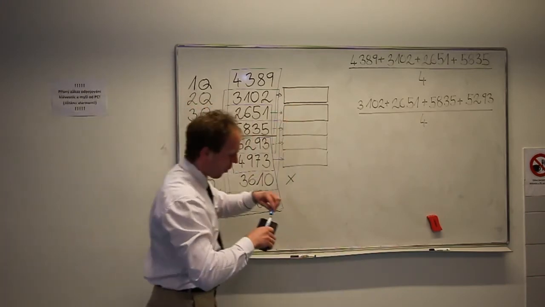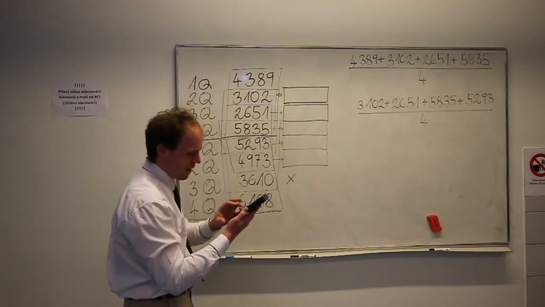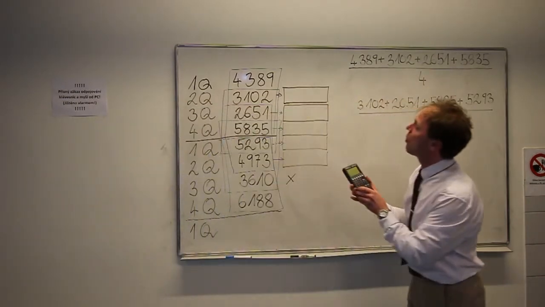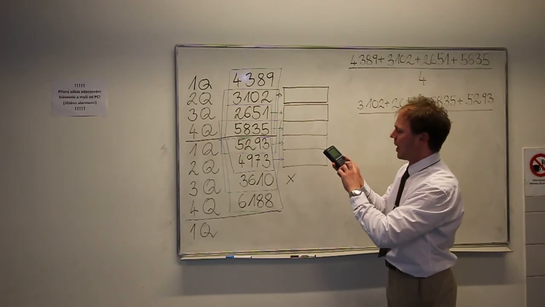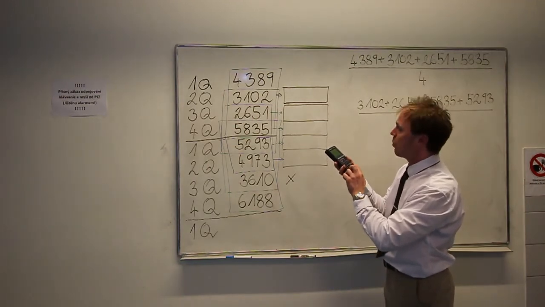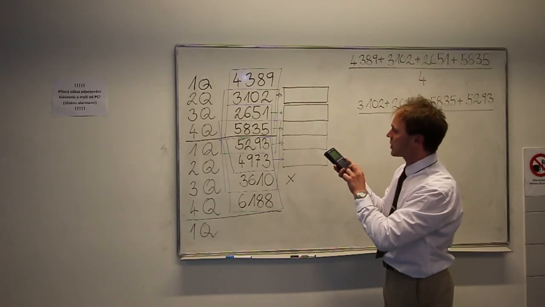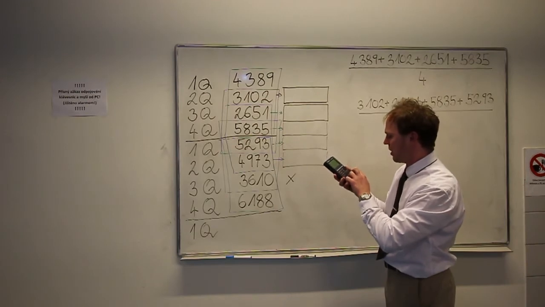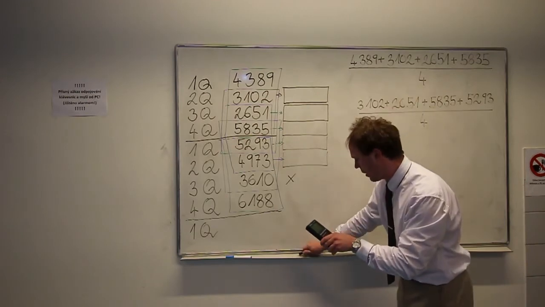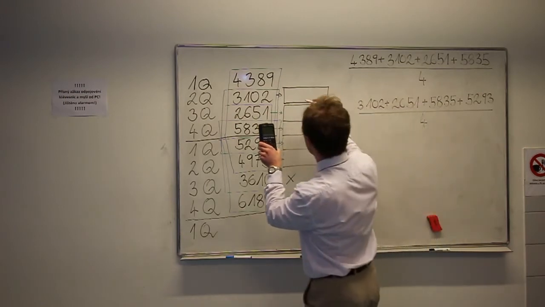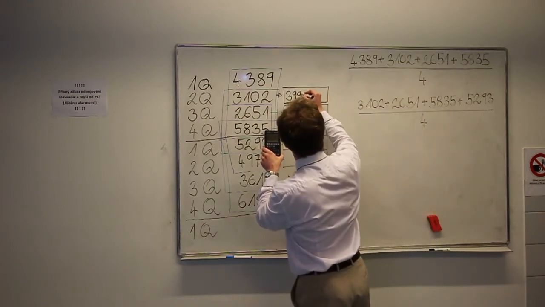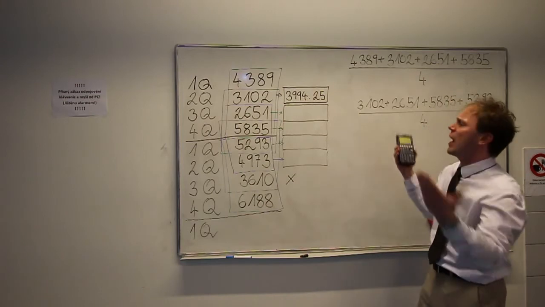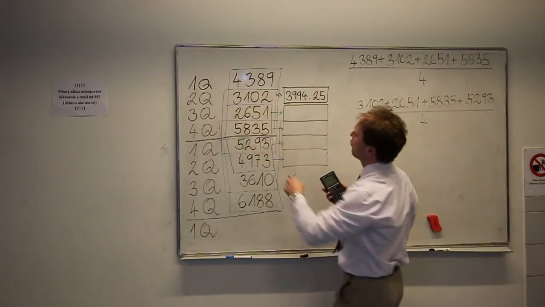So I hope that it's clear, and I will calculate these partial results for you. So for 4,389 plus 3,102 plus 2,651 plus 5,835 divided by 4, the result here should be 3,994.25.